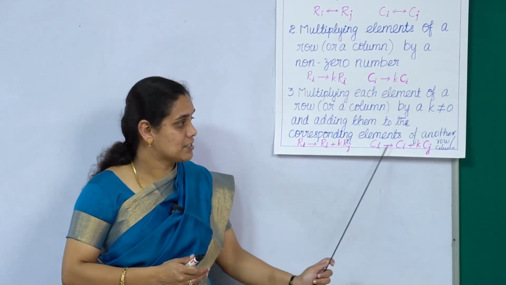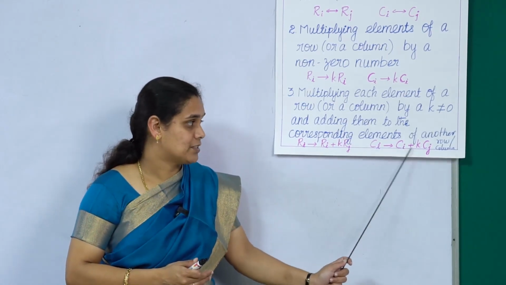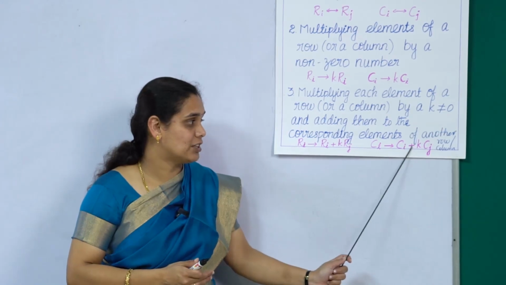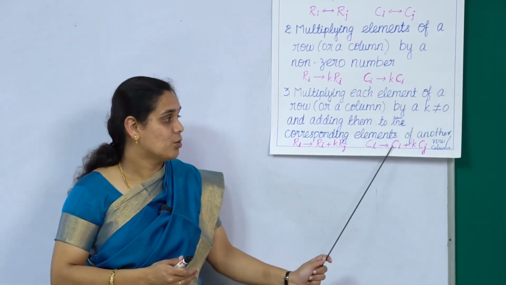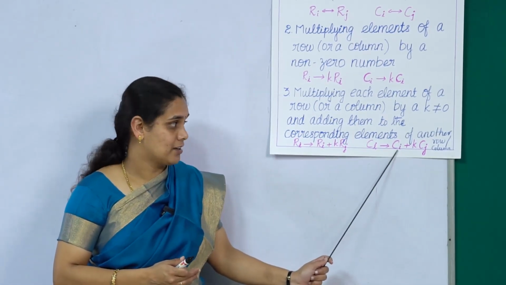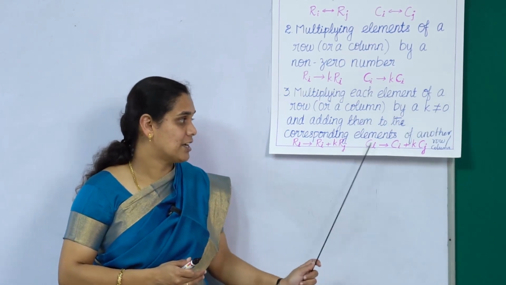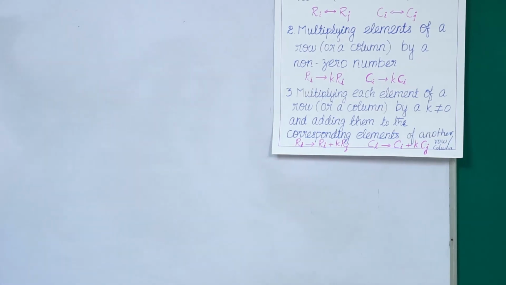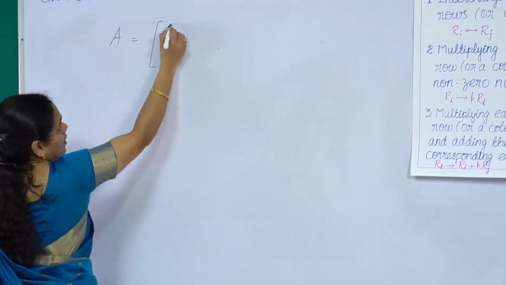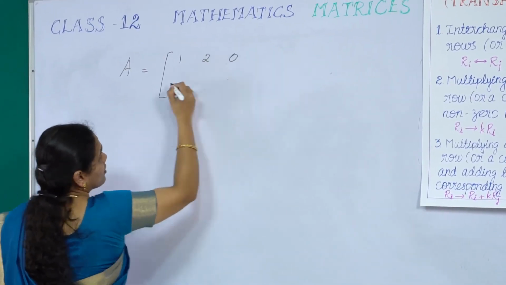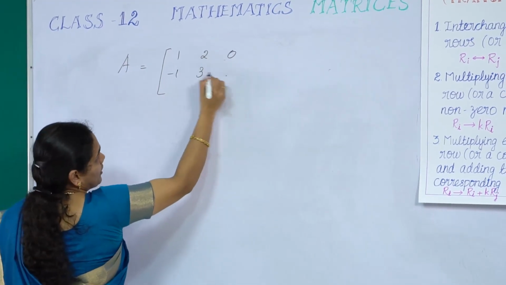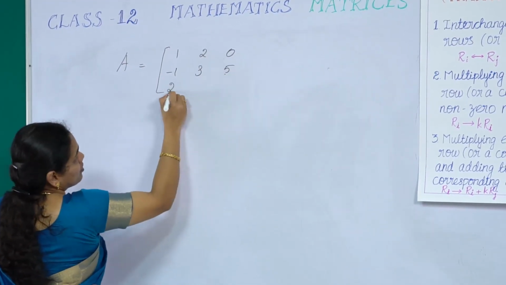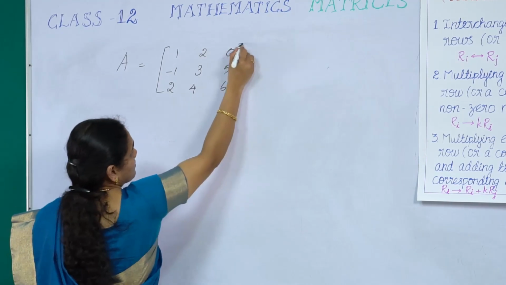We can do this with columns also. We have multiplied Cj with k and added them to the corresponding elements of Ci. So which place will it take? It goes to Ci. Let's see an example. A is 1, 2, 0, minus 1, 3, 5, 2, 4, 6.